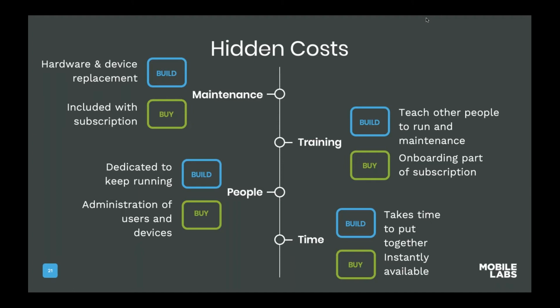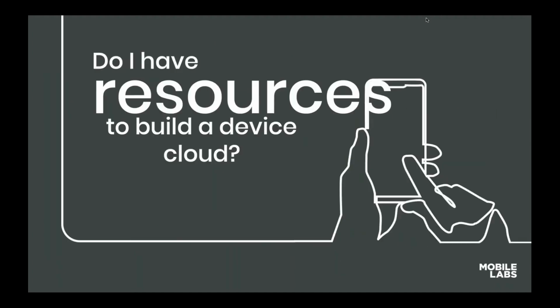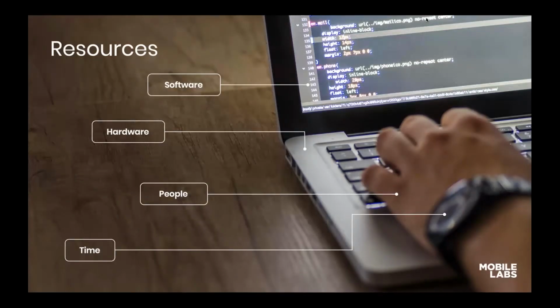And then the time it takes to put it together in a build scenario versus the time that it takes to implement in a buy scenario. Usually in the vendor scenario, you can get it going instantly or within a day or two, depending on access to your environments. So there's things you want to talk and think about with budget. But in addition to that, you want to look at, do you have resources to build a device cloud, right? And when I say resources, I'm referring to software, hardware, people, and time.